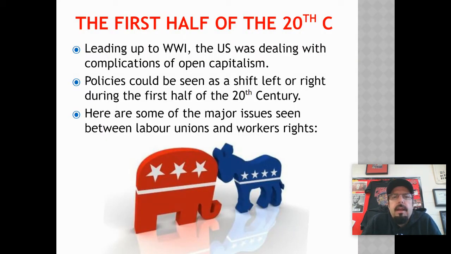All right, once again, in the United States, you have the first half of the 20th century leading to World War I. The US is dealing with complications of open capitalism. Policies could be seen as a shift left, which means more government intervention, or right, less government intervention during the first half of the 20th century. Here are some major issues seen between labor unions and workers' rights. So this process or change from just complete laissez-faire capitalism to a welfare capitalist state was not always easy. There were obviously some struggles and some issues.